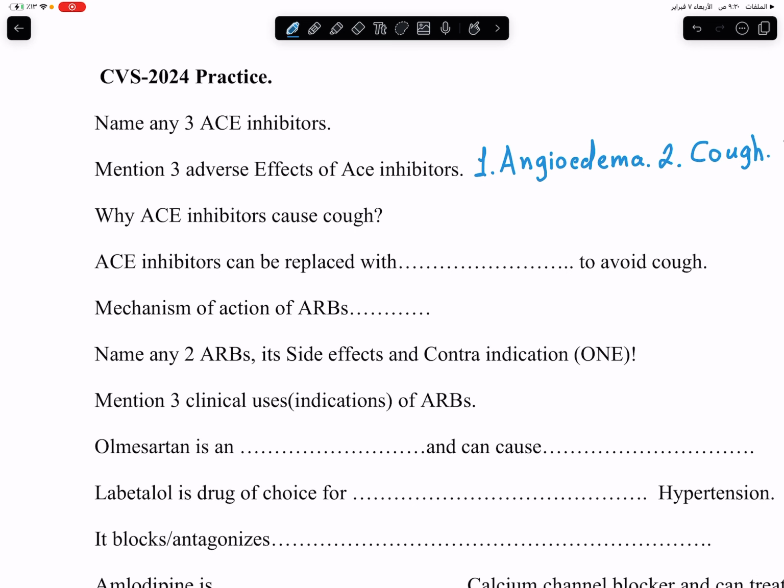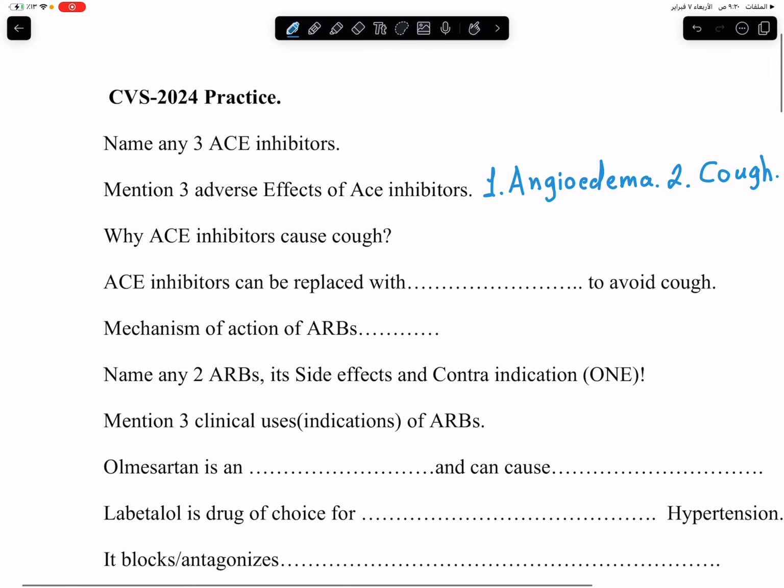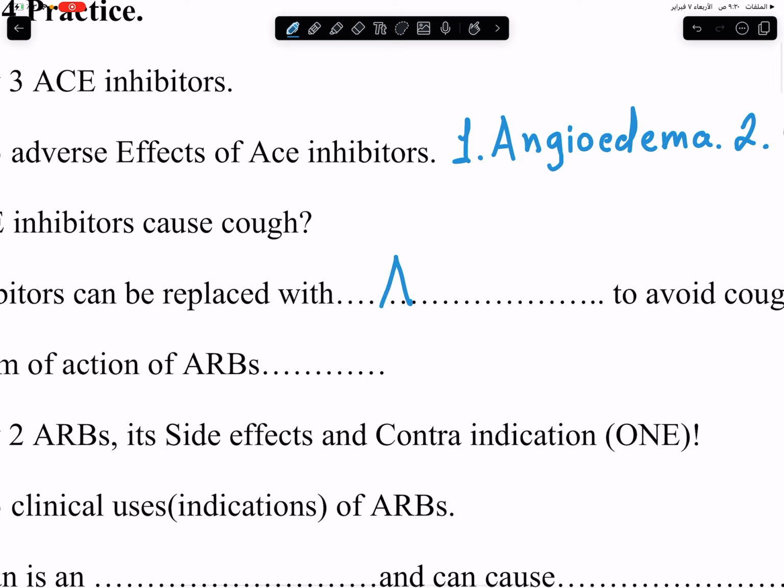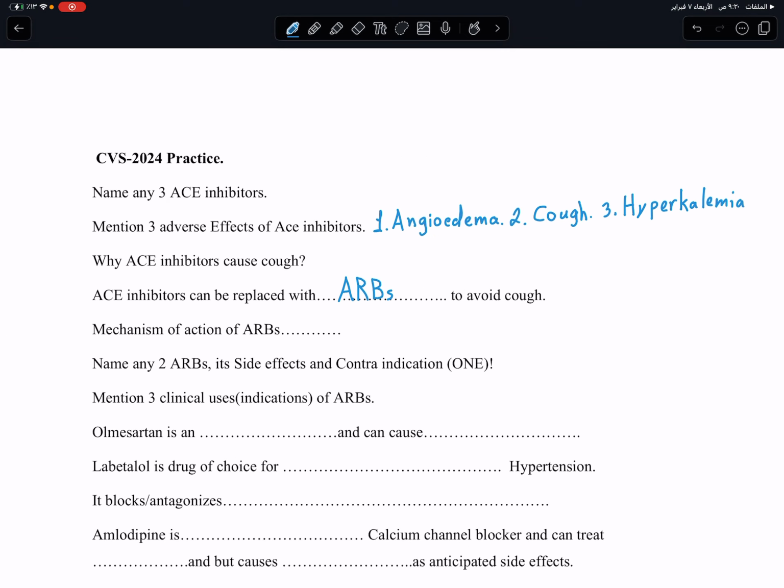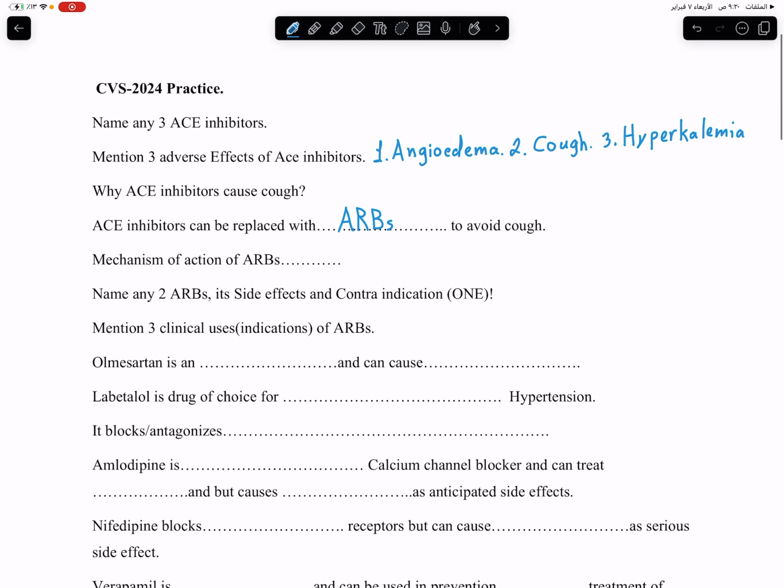Okay, ACE inhibitors can be replaced with whom? With ARBs. Yeah, or if you want to name any ARB, like losartan, valsartan, olmesartan, telmisartan, but better to write the group name.